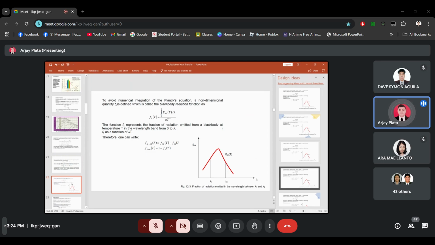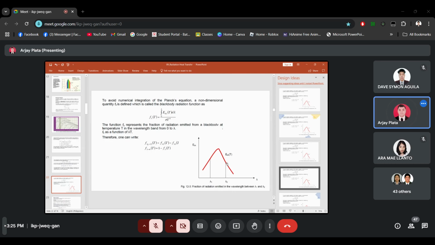So to avoid numerical integration of Planck's equation, a non-dimensional quantity, F lambda, is defined, which is called the black body radiation function. It is shown in this equation. So many equations and so many functions. In figure 12-3, this is the fraction of radiation emitted between the wavelengths lambda 1 and lambda 2.